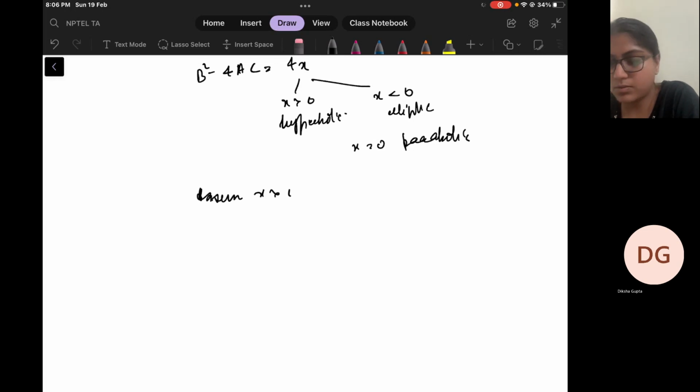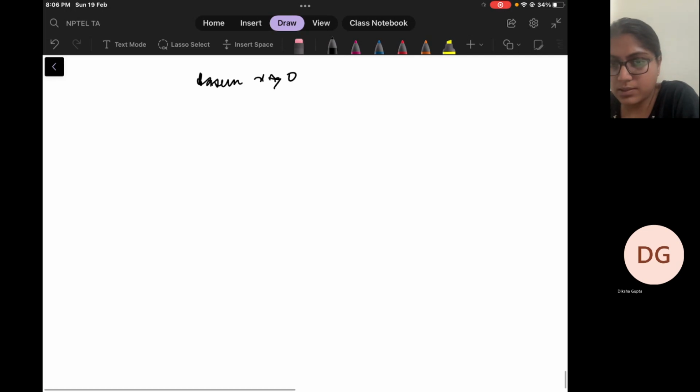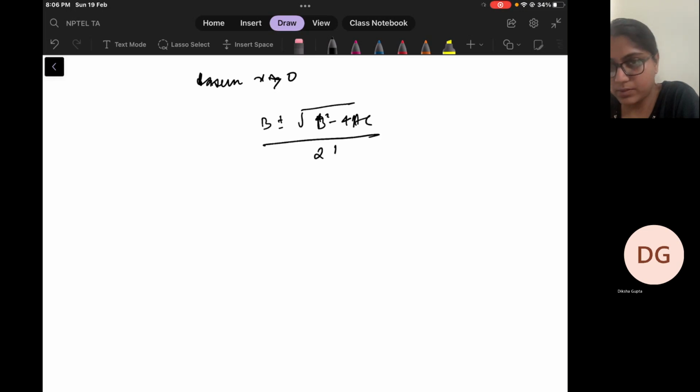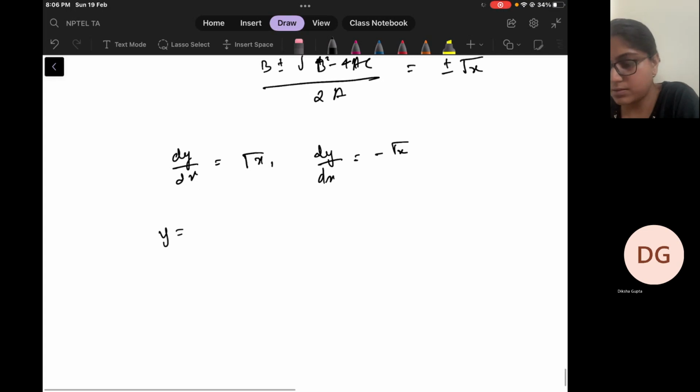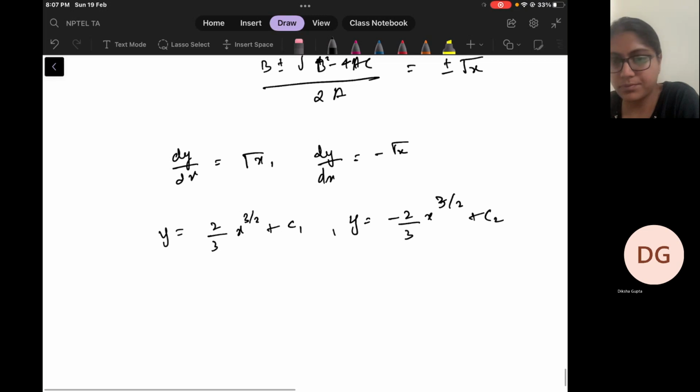We are assuming x greater than 0, so we'll have two characteristics again, minus b plus minus root of b square minus 4ac by 2a, which will be plus minus root x. So we have considered x greater than 0, so this makes sense. So two characteristics are dy by dx equal to root x and dy by dx equal to minus root x. So our y is 2 by 3 x to the 3 by 2 plus c1, and y is equal to minus 2 by 3 x to the 3 by 2 plus c2.